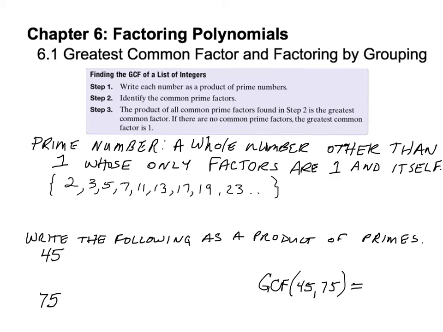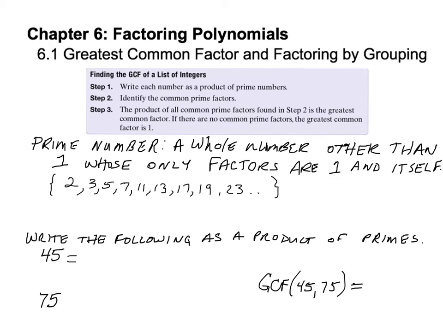And in order to facilitate finding the GCF, you must learn how to write the prime factorization of a number. For instance, look at 45 and 75. When I say write the following as a product of primes, that means you use whatever method you know how. Some of you learned how to use a factor tree. Some learned some other kind of way. You factor 45 into its prime factors.